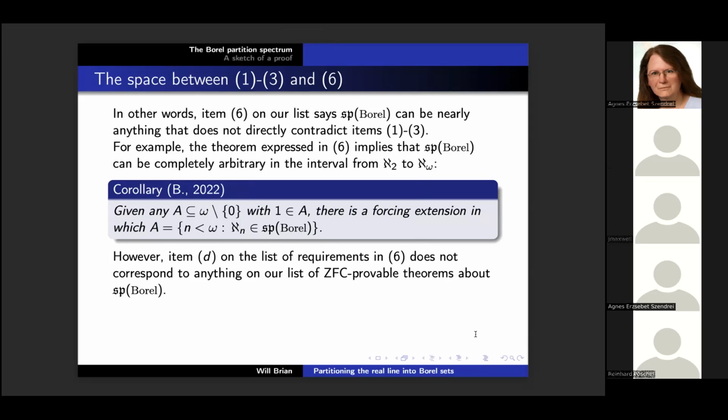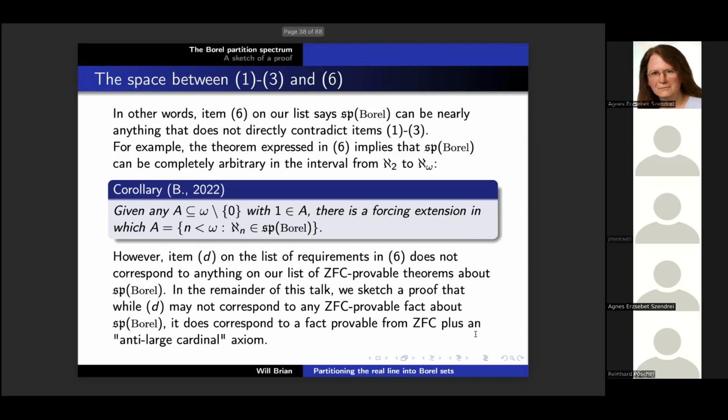However, as I already mentioned, item D on our list does not correspond to any of our ZFC provable theorems about the spectrum. And so what I want to do in the remainder of the talk is sketch a proof that even though item D doesn't correspond to anything on that list, it corresponds to something that almost made the list. There's a theorem that I'm going to state for you and then sketch a proof of, that essentially says we can't get rid of requirement D without, at the very least, invoking large cardinal axioms. All right. So that's where we're going.